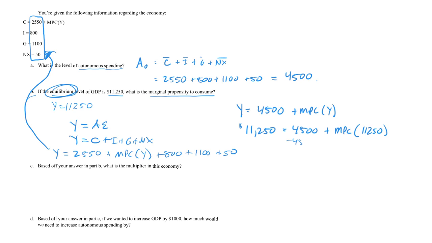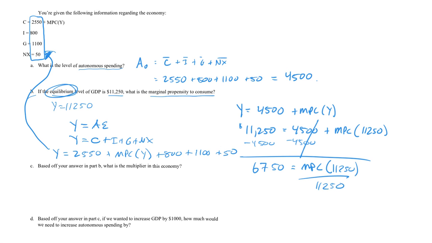Okay, I'm going to subtract 4,500 from both sides. Those 4,500s on the right side get canceled. I'll go over to my calculator, 11,250 minus 4,500. And if you need to pause the video at any time to do this math, please do so. We get 6,750 equals MPC times 11,250. So I'm going to divide both sides by 11,250. My MPC is going to equal, again, I'm going to throw this into my calculator, 6,750 divided by 11,250, and we are going to get 0.6. So my MPC is 0.6.